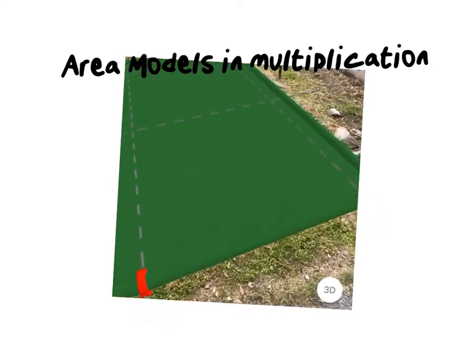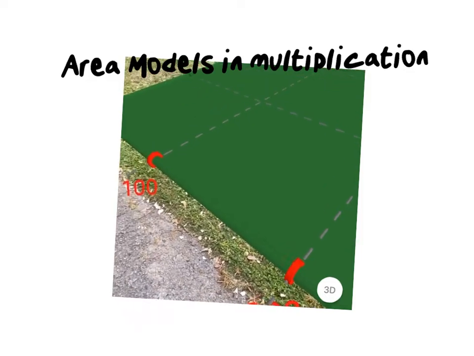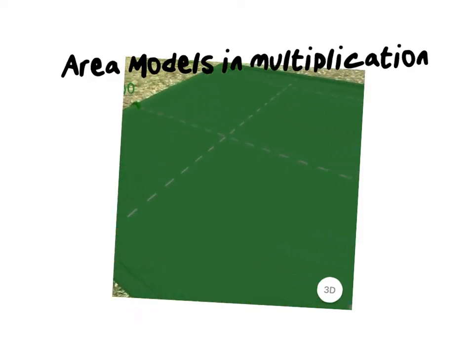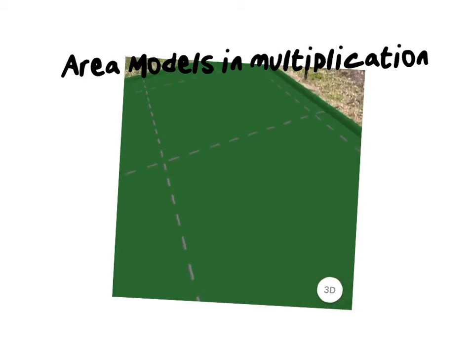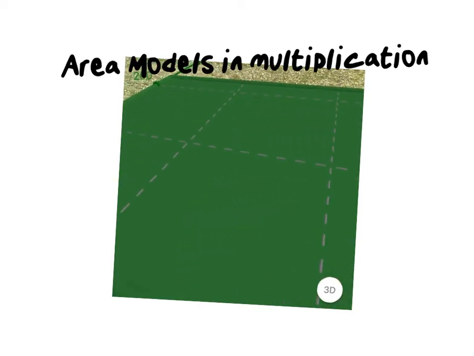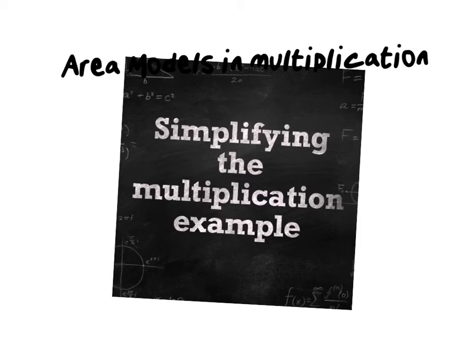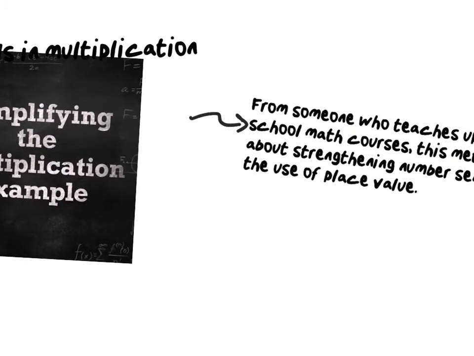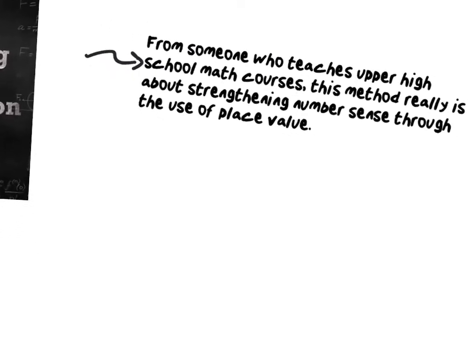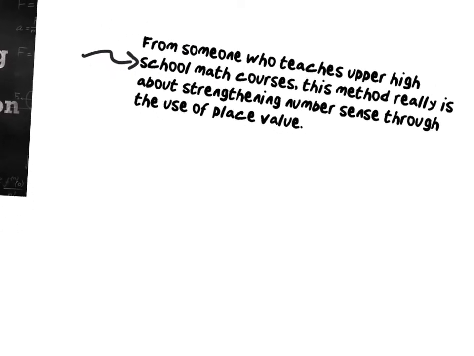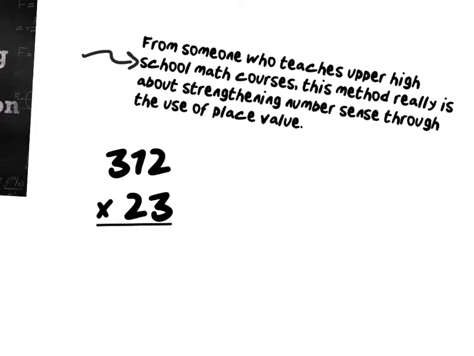Look how this grid creates squares. Area measures how many of those squares it would take to fill up a space. That's what we mean by square units. Let's use the area model to simplify this multiplication example. From someone who teaches upper-level high school math courses, this method really is about strengthening number sense through the use of place value. So let's use the area model to multiply 312 times 23.